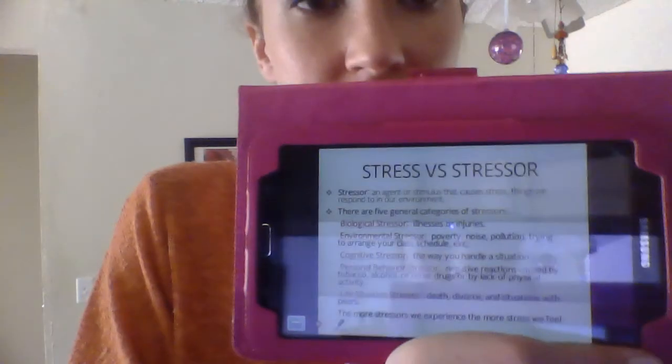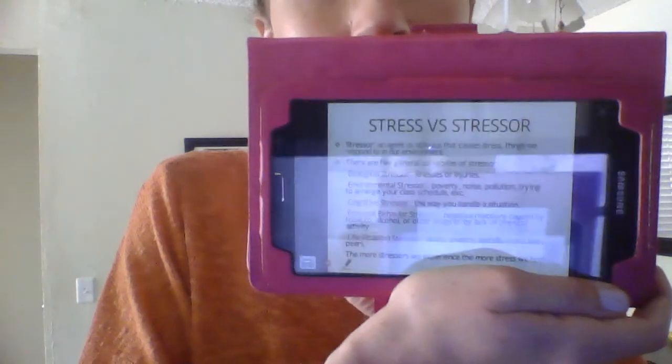So the next slide says stress versus stressor. Basically what we're going to talk about is that they're two different things. The stressor is an agent or stimulus that causes stress, and it's the things we respond to in our environment. For example, when my cat meows a lot, she's a stressor for me because I feel like I have to respond, I have to do something, right? Stressors are lots of different things, and that's what we're going to talk about.